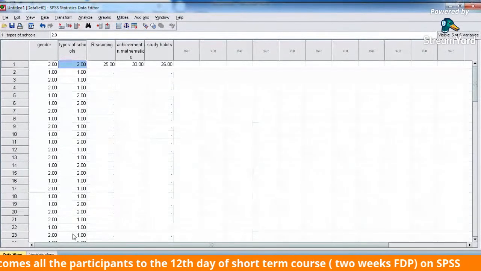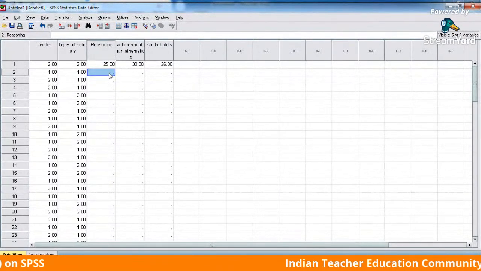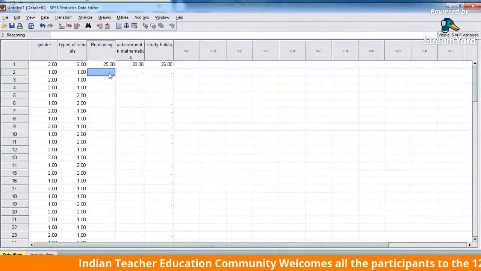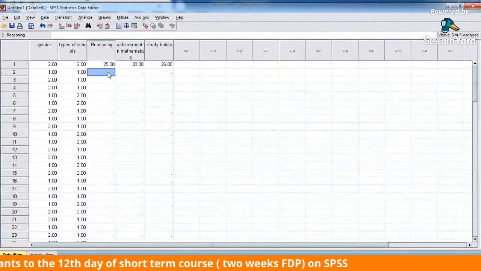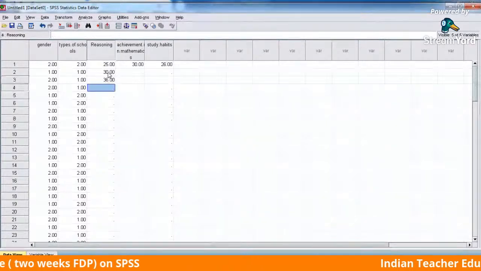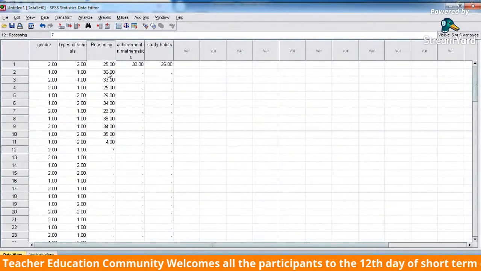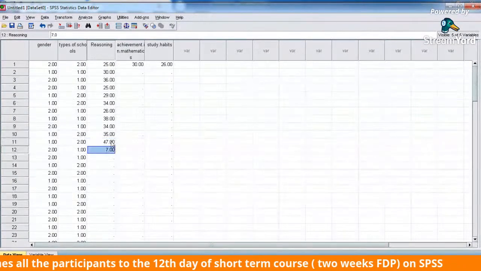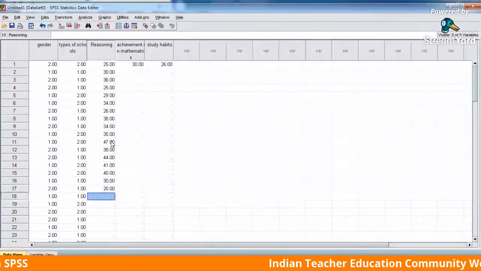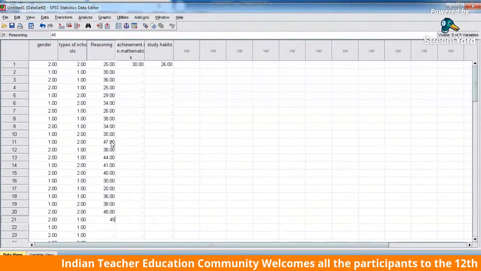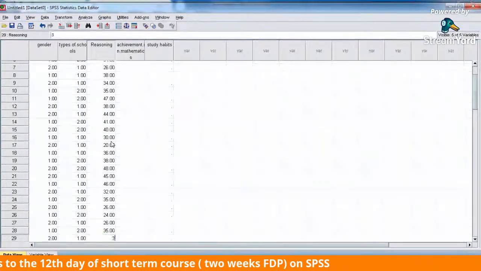Okay, fine. Now we go to the next, the reasoning score. Suppose the lowest score is 10 and the highest score is 50. So then how will I enter the data? So I am now entering it. I am just entering whatever comes to my mind. So you can also enter whatever comes to your mind. Or if you have the real data, that's much better, so that you can analyze and see the results.